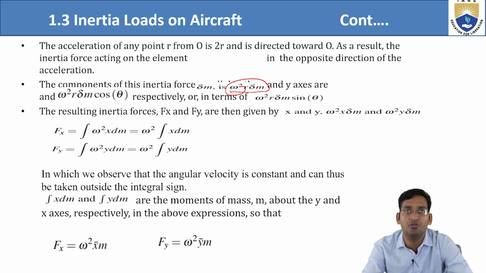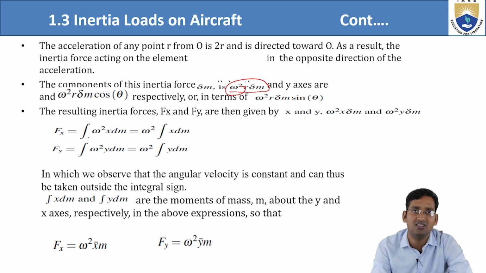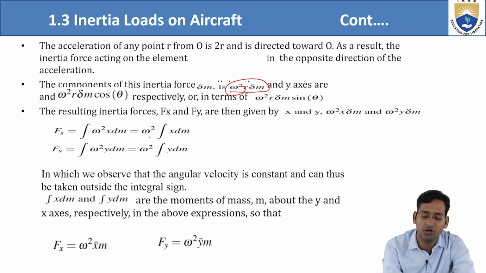The resulting inertia forces Fx and Fy are then given by x and y, in the direction of x and the direction of y. So x and y will be what? Omega square x delta m and omega square y delta m. To find the total, we just integrate. Fx along the x-axis is the integral of omega square x dm. Omega is constant, so take omega square out of the integration.